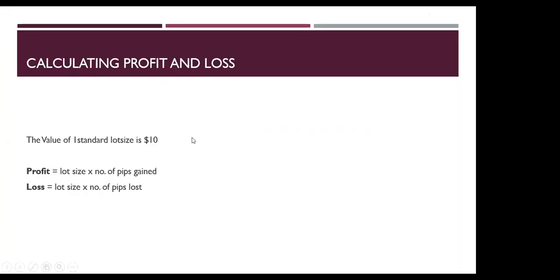Okay, so we are trying to look at the lot size, and we are saying that the value of one standard lot is $10. And when you're buying and you are gaining in pips, that means you're making profit in tenths. And then if you're losing, for example, you are buying and the market is reducing in value, then you'll be losing in tenths. That is if you're using the value of one standard lot.